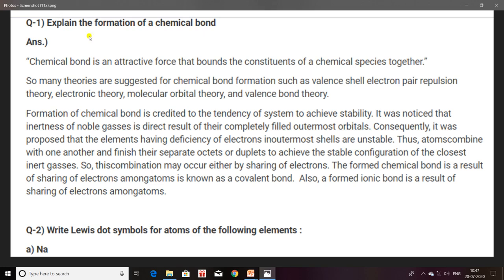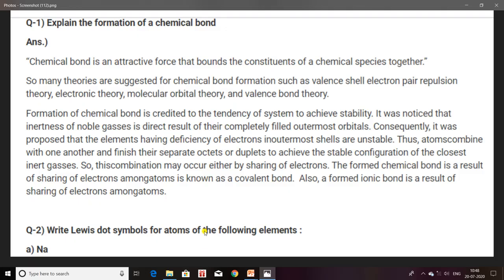So, first question is explain the formation of a chemical bond. Chemical bond is an attractive force between two atoms due to which a molecule forms. There are many theories which explain the chemical bond. One of the theories states that atoms combine with other atoms and form a chemical bond in order to complete their octet. When atoms complete their octet or duplet, they become stable, and due to which there will be formation of a covalent bond. That is why formation of chemical bond occurs.